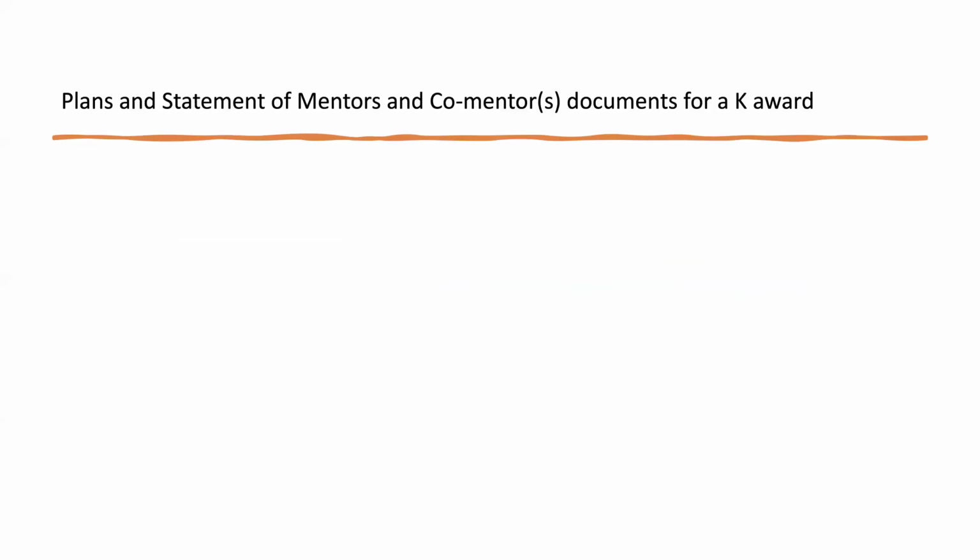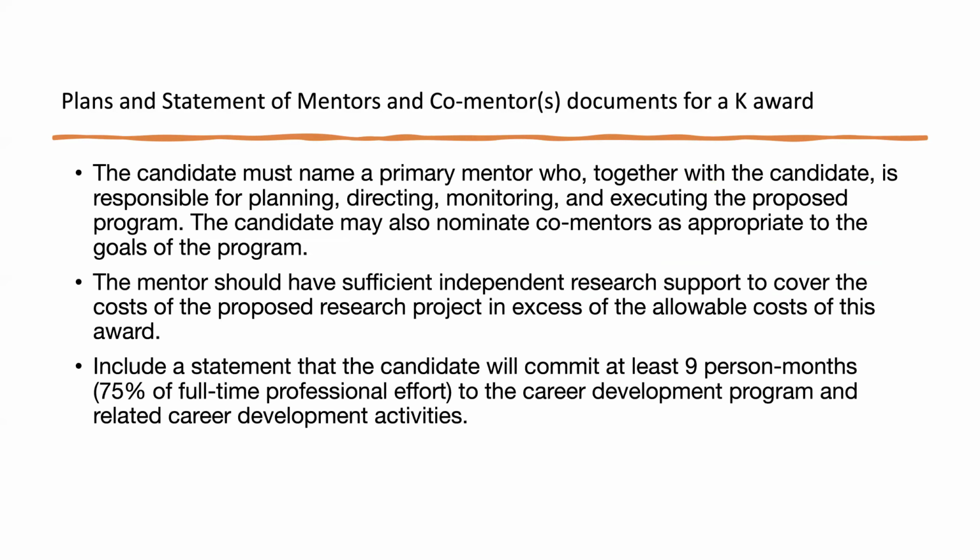So let's talk a little bit about the plans and statement of mentors and co-mentors and the documents that are required for the K Award for this specific topic. The bottom line is that the candidate must name a primary mentor who, together with the candidate, is responsible for planning, directing, monitoring, and executing the proposed program. And the candidate may also nominate co-mentors as appropriate to the goals of the program.